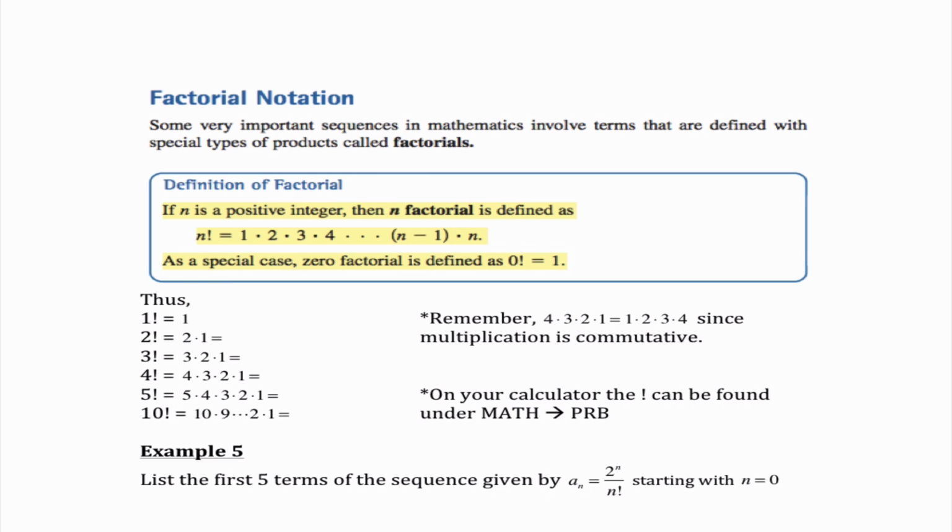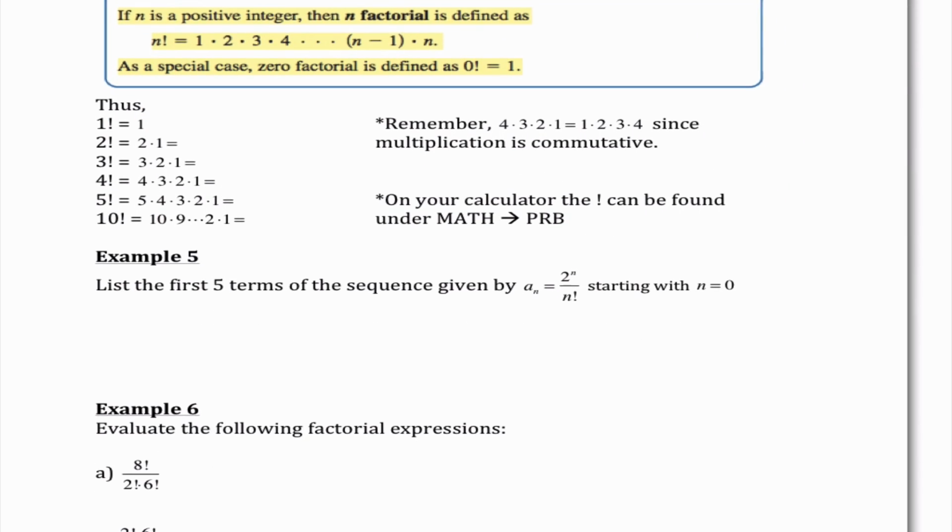We already saw this, but the definition of a factorial: n factorial is defined as 1 times 2 times 3 times 4 and so on, times n minus 1 times n. It doesn't matter the order we write it in because multiplication is commutative. The way that we find this button in our calculator is if you press math and go to probability. We will find this factorial button, and I'll go through that with you when we go through the calculator stuff.